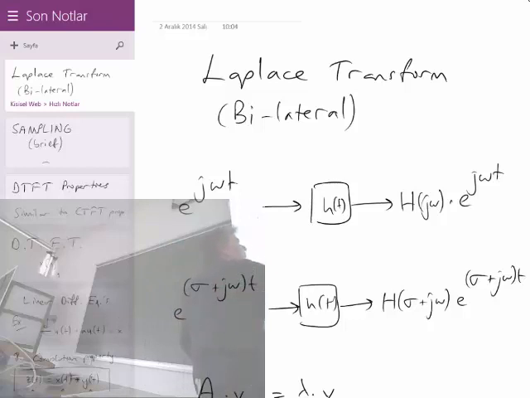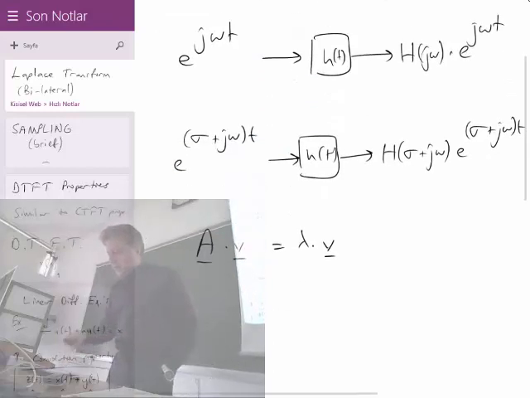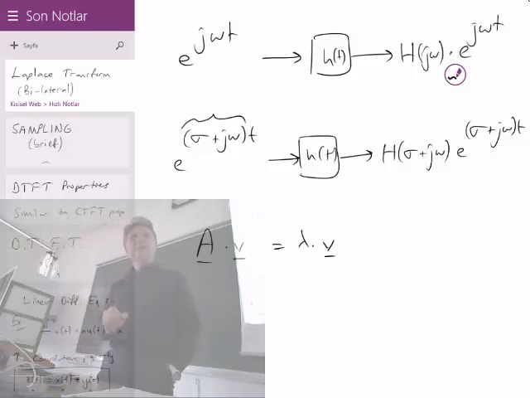Now, e to the j omega t is not the only eigensignal. We are saying in this chapter that e to the (sigma plus j omega)t is also an eigensignal, and it doesn't change either. It goes out the same, only scaled. Now we can deduce something from there, including the real part, not only the imaginary part, the harmonic, the oscillation part, but the real part is also inserted into the equation. And sigma plus j omega is given a new variable called s, which is the Laplace variable.